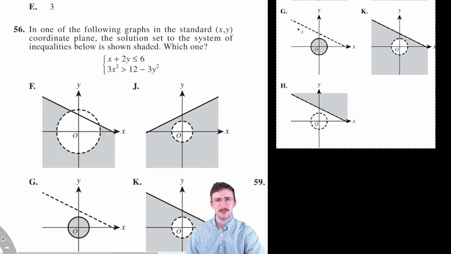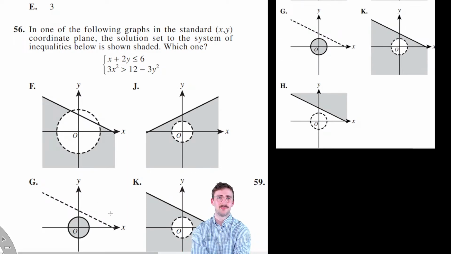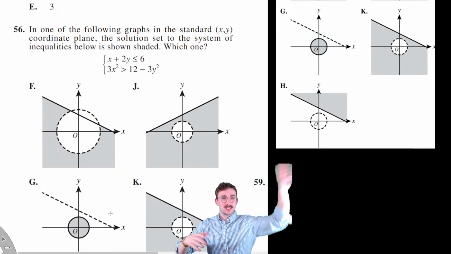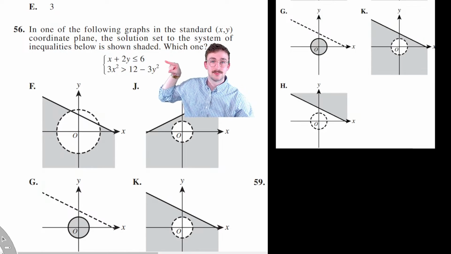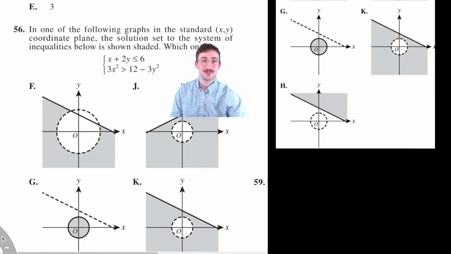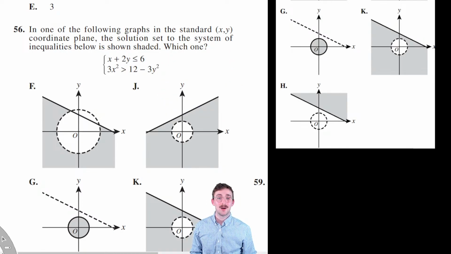This is going to be a little bit confusing to look at, but let's just do our best to make sense of it. In one of the following graphs, in the standard xy coordinate plane, the solution set to the system of inequalities below is shown shaded. Which one? Which of these graphs is the correct graph of that system of inequalities? Okay, so let's make sense of it.